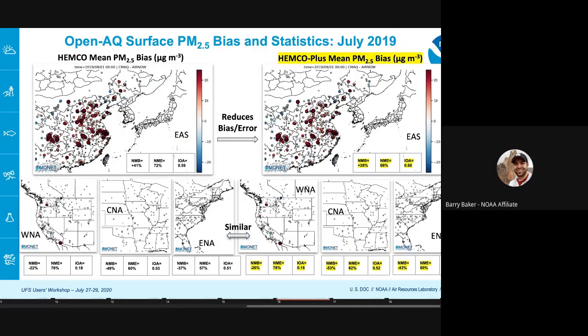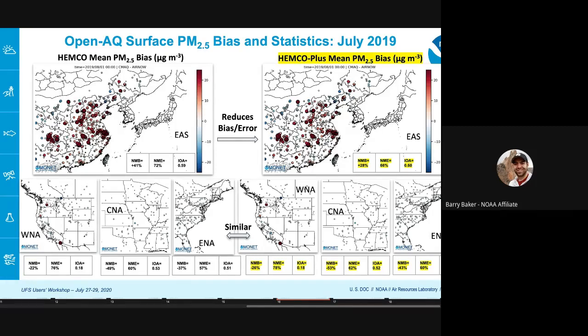What we're doing now is looking at surface PM2.5 bias using the OpenAQ data set and seeing the differences. The left plot is the HEMCO simulations, and on the right side is the HEMCO Plus simulations. What we're able to do is decrease the normalized mean bias by about 12 percentage points, and the normalized mean bias and index of agreement all improved over China.